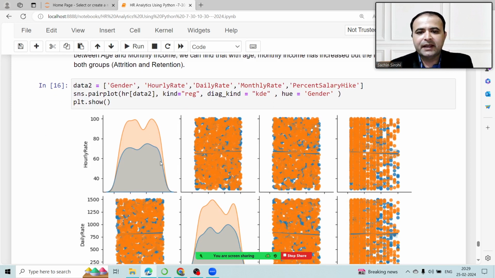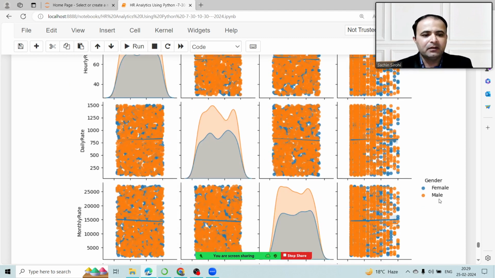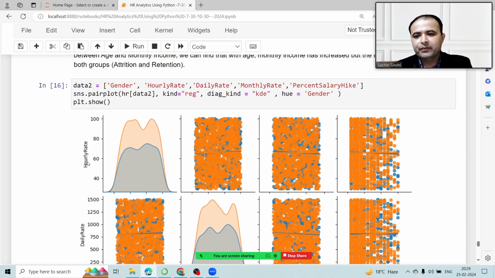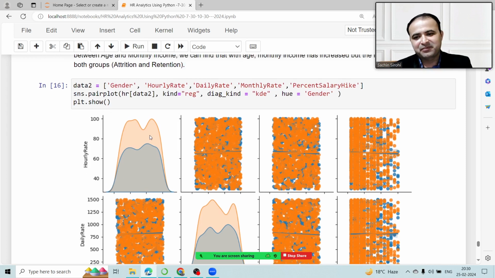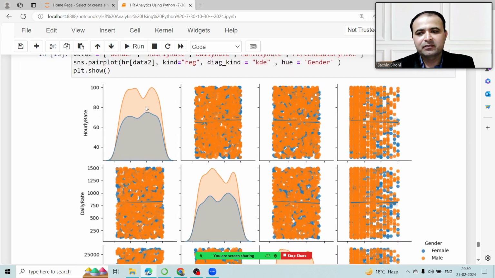Now some last things, like again I have used the same thing but a different chart: gender wise, hourly rate, daily rate, monthly rate, and percent salary hike. So we can consider the male and the female. Female hourly rate is less, male hourly rate is high. Obviously you can say that, because the data is saying, I'm not saying, the data is saying, the male hourly rate is high, the female hourly rate is low.